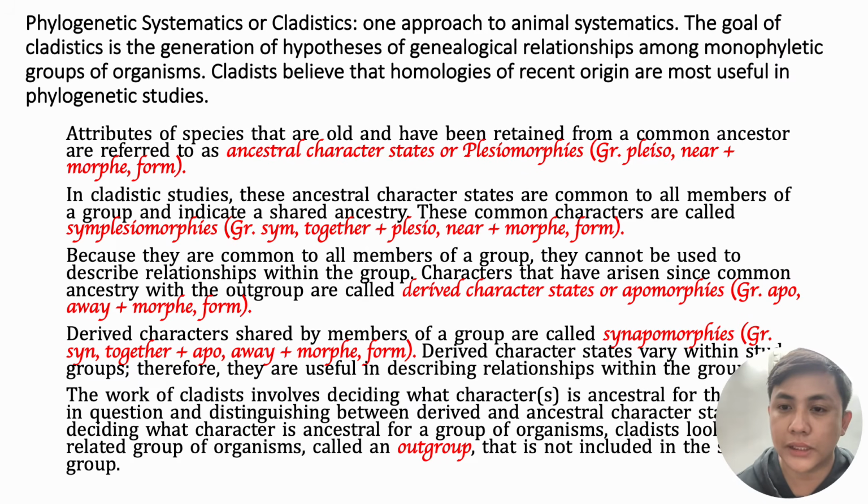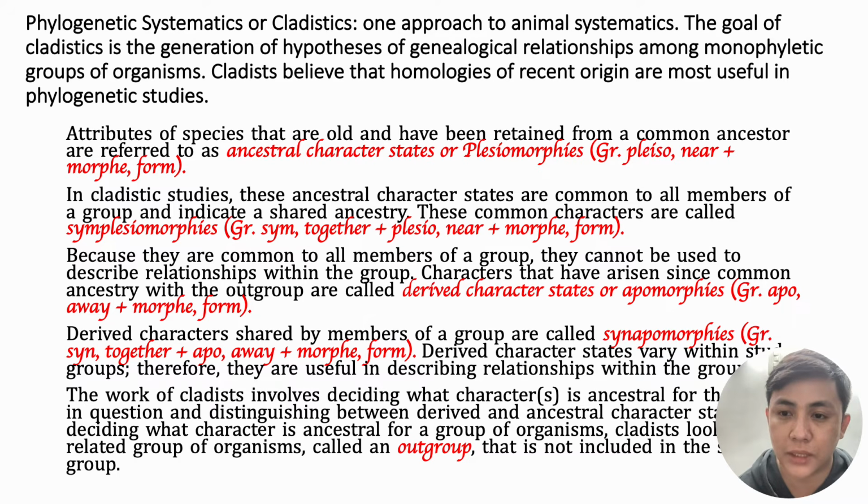One major modern approach to systematics is cladistics, or phylogenetic systematics. The goal here is to build hypotheses about evolutionary relationships among organisms based on shared characteristics. Scientists called cladists use similarities or homologies that evolved recently to figure out relationships. They focus on identifying whether a trait is ancestral or derived.